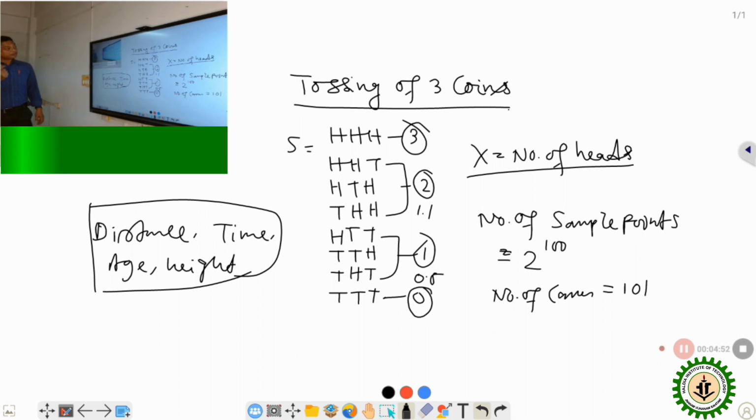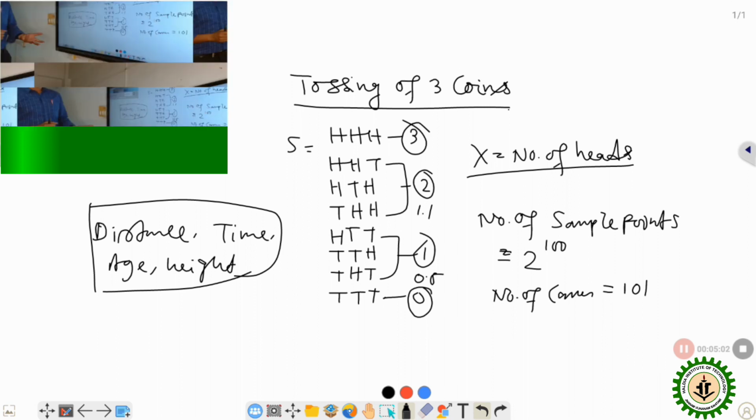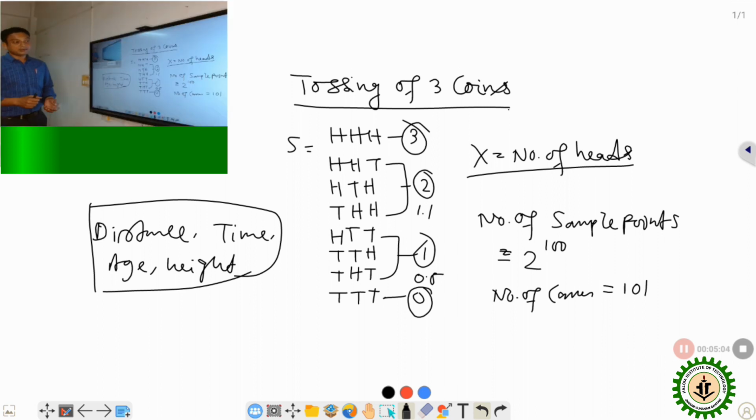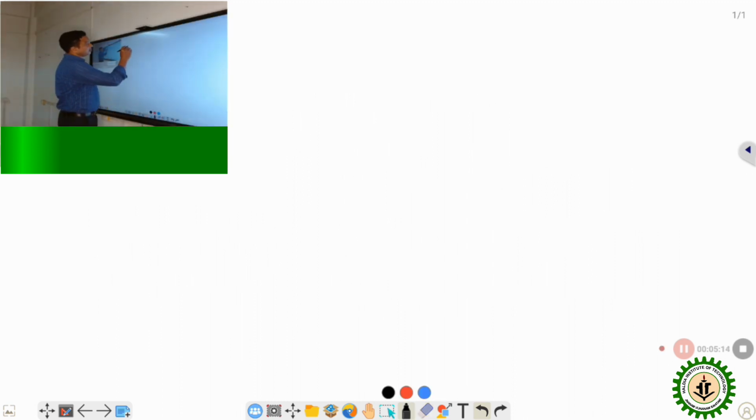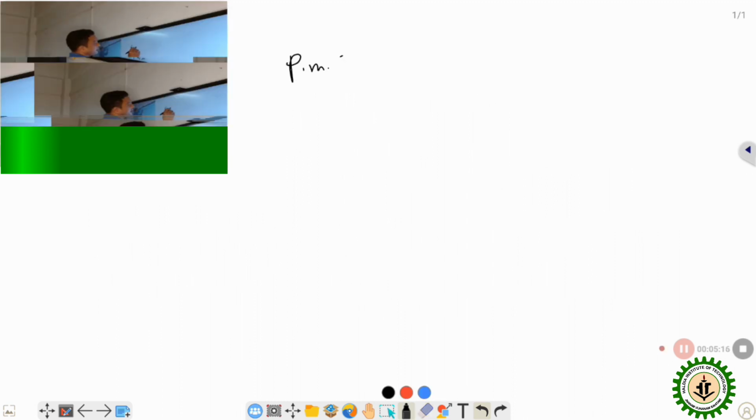Now, to discuss this, we need to know about the probability mass function, which specifies all the cases with their probabilities, and the probability density function, commonly called PDF, for a continuous random variable. So now we are going to discuss the probability mass function.